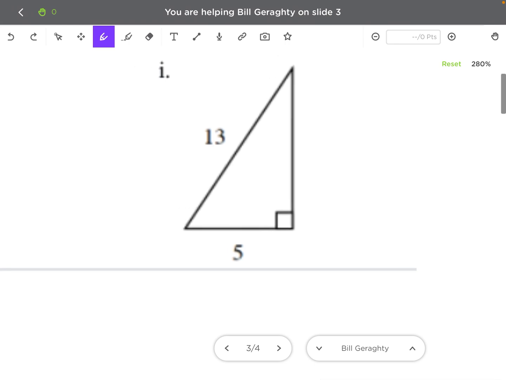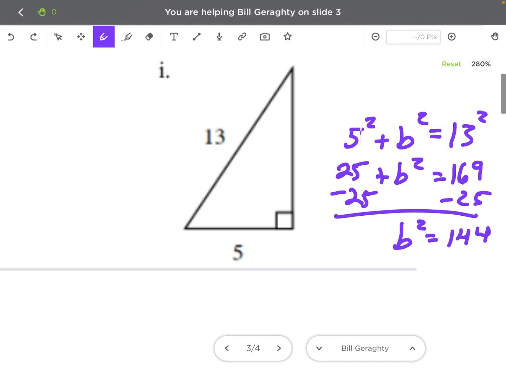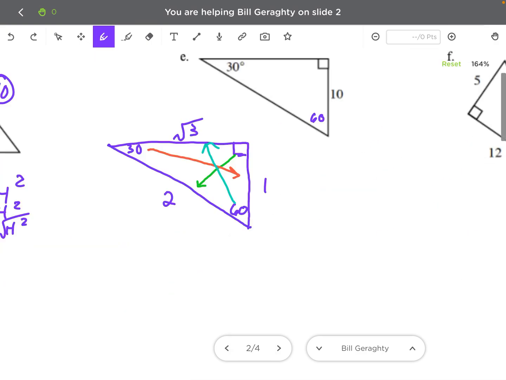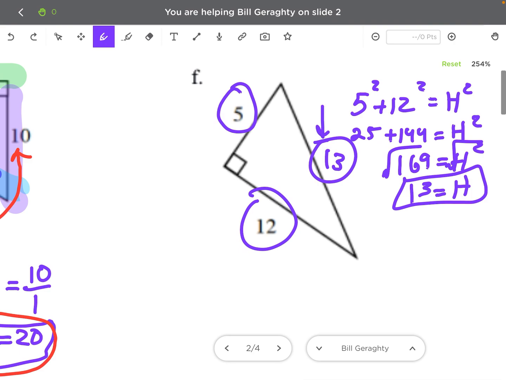And I see this one. Oh, this is good. Again, no 45, 45, 90, no 30, 60, 90. So leg squared plus leg squared equals hypotenuse squared. 25 plus b squared equals 169. Minus 25 minus 25. B squared is equal to 144 square root. And I'm getting b is 12. Oh, I feel like we've seen the 5, 12, 13 before. I believe on page 2 was a 5, 12, 13, except I had to find the hypotenuse.